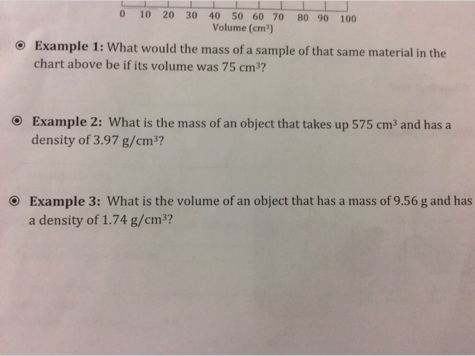22.5. So it'd be 22.5 grams. So you can use this to figure out what 75 centimeters cubed would weigh. There's the density, 7.5 grams per centimeter cubed. I have 75 centimeters cubed. That's what each one weighs, 7.5. Since I have 75, I'm going to times that by 75.